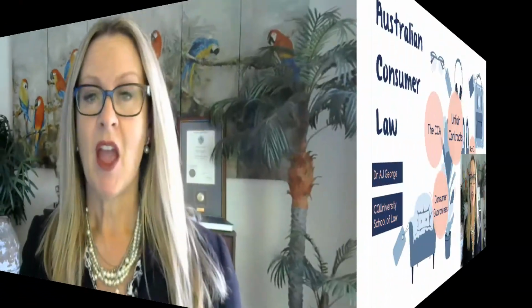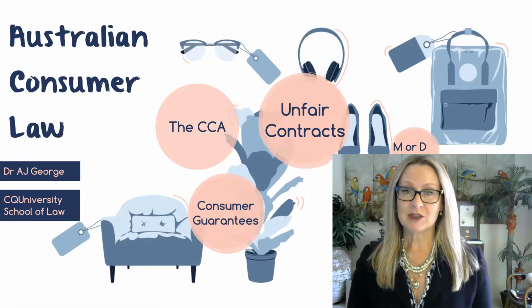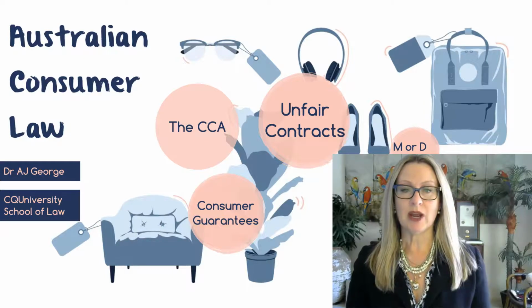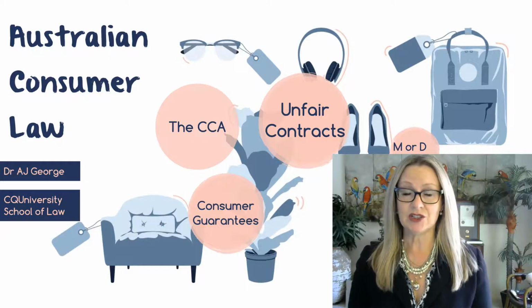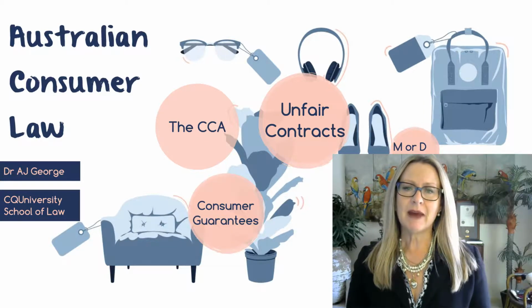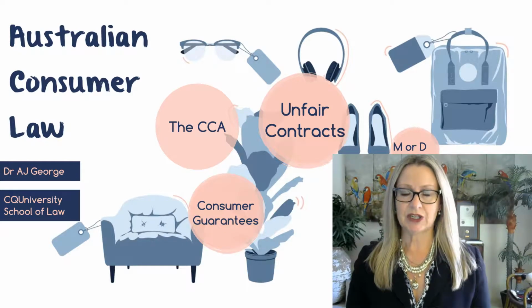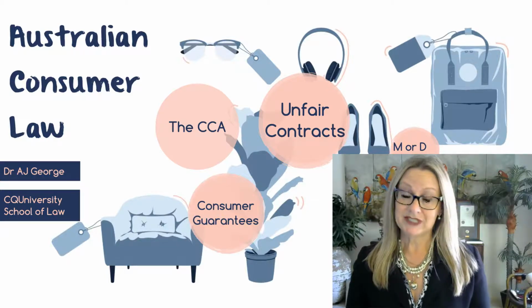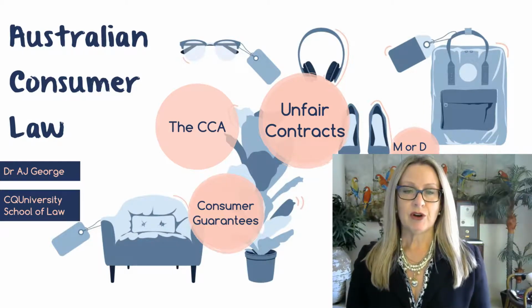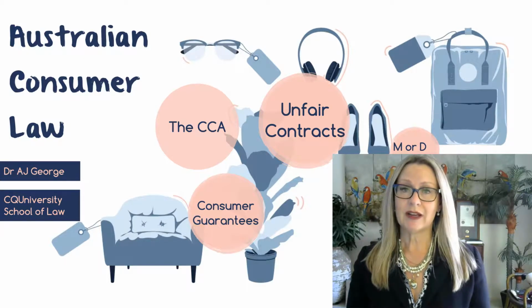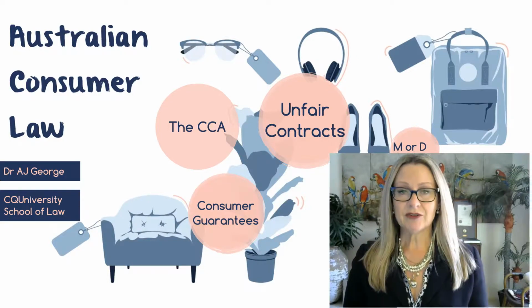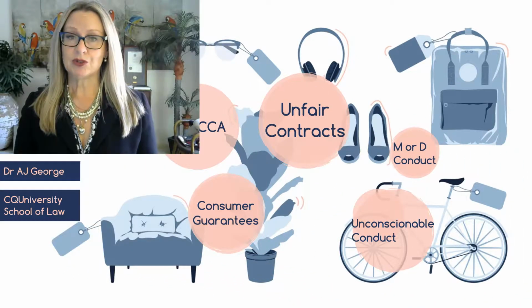This video series is on the Australian consumer law. And as you can see from our Prezi this week, the Australian consumer law is housed in the Competition and Consumer Act. There are four main areas in which the Australian consumer law cuts across contract law and so is of interest for our particular unit. The first of those we'll cover today is consumer guarantees. And then we'll look at unfair contracts. And in later video series, we'll have a look at unconscionable conduct and misleading or deceptive conduct.